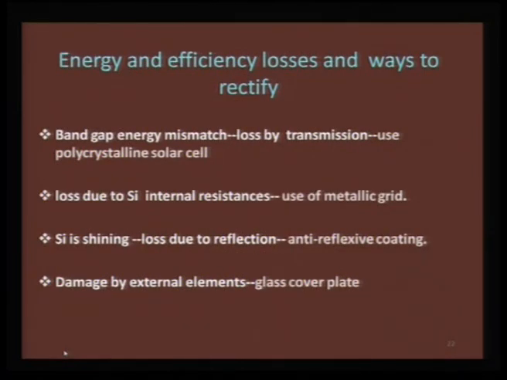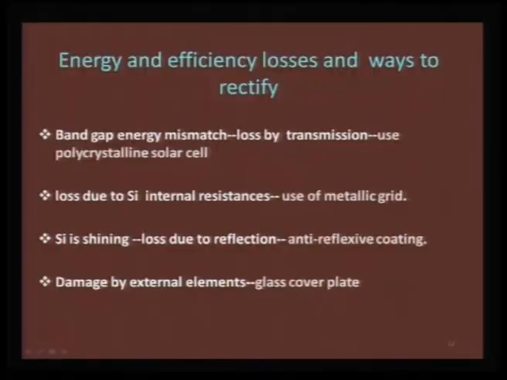Now, there are ways that we can improve this efficiency, because when you construct a solar cell, there are easy ways to lose it because of many factors that are imperatively causing leakage of current within this cell. For example, band gap energy mismatch can also lead to loss by transmission. Therefore, in silicon solar cells, one of the possible ways to avoid that is use a polycrystalline solar cell, because in single crystalline solar cells, you have some problem with the band gap mismatch. Another thing that we can do is to use a metallic grid in cases where you have loss due to silicon internal resistance, and I will show you in the next cartoon how you can build that solar cell in order to avoid this internal loss due to internal resistance.